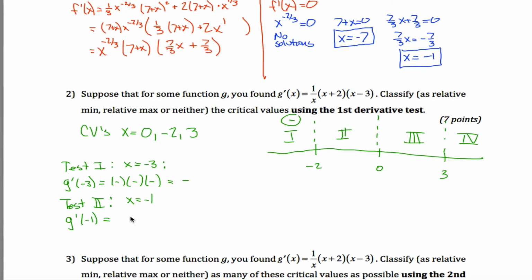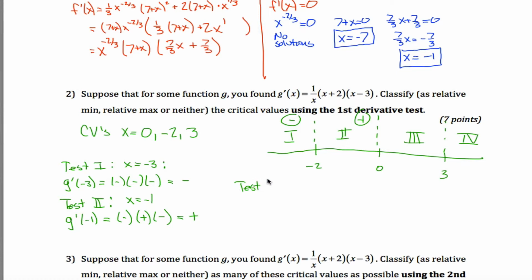So you take -1 and throw that into the derivative. G prime of -1. 1 divided by -1 is a negative number. -1 plus 2 is a positive number. -1 minus 3 is a negative number. And a negative times a positive times a negative gives me a positive. So in the second region, my first derivative is positive.